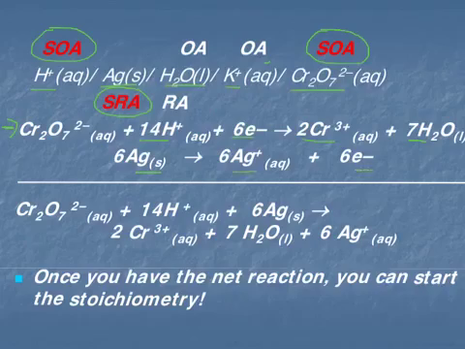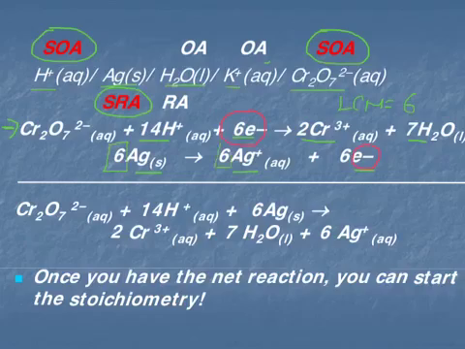So we look at our half reactions. We notice in our reduction equation we have 6 electrons. However, when we read our oxidation reaction, we have 1 electron. We need a lowest common multiple of 6 electrons, so we need to multiply our oxidation reaction by 6. So we have 6 solid silver, 6 silver ions, and 6 electrons. We add our equations together, and this is our final result.